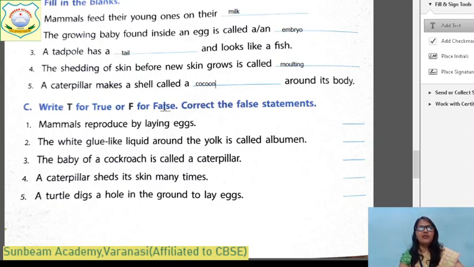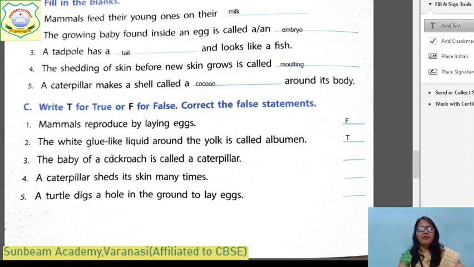Write true or false for the following. Mammals reproduce by laying eggs. Do they lay eggs? No. This is false. Mammals reproduce by giving birth to their babies. There is no space here, so we correct the false statement, we will not be able to write it here. The white glue-like liquid around the yolk is called albumin. Yes, you have seen it, na? You all have seen this, right, beta?